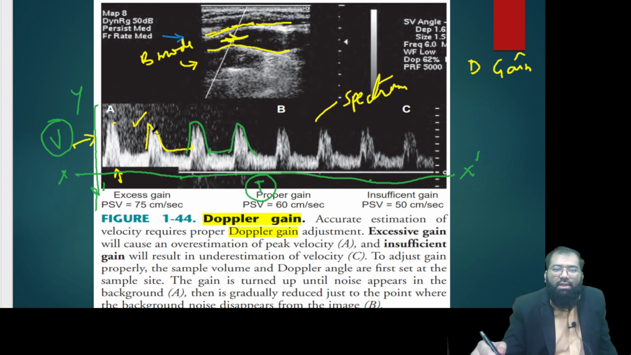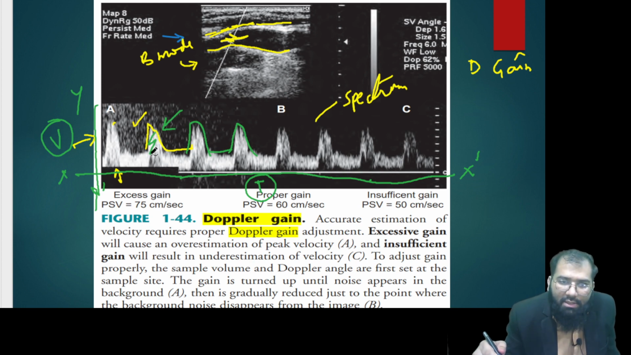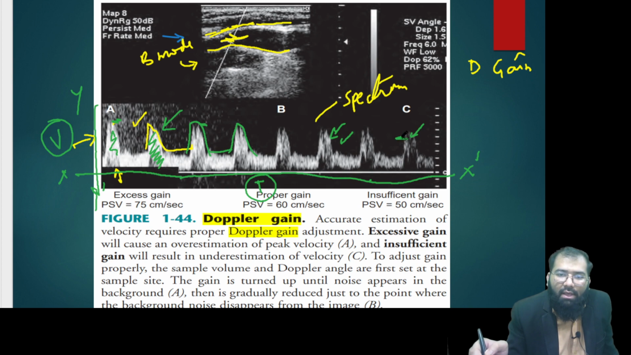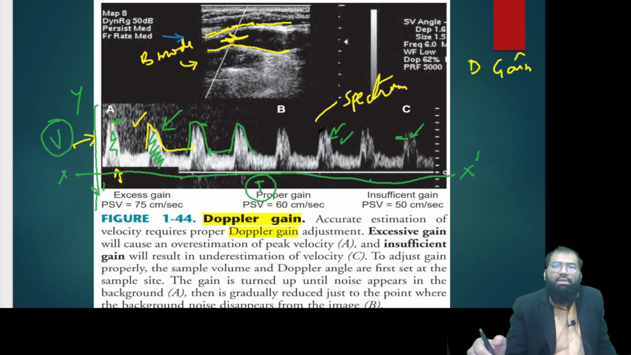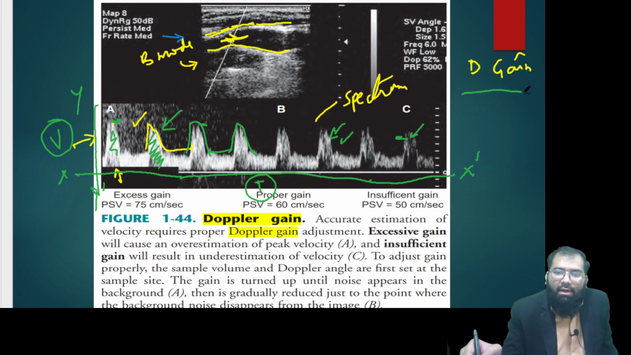Okay, now if you see here, you are able to see that the waveforms are dark and the velocities are intermingled, so you have got mixed velocities. But if you look here, this area, the spectrum is good, here the spectrum is not good. Plus you see the peak velocity here is different from peak velocity here and the peak velocity here. So why is this so? Because of different D gain or Doppler gain.